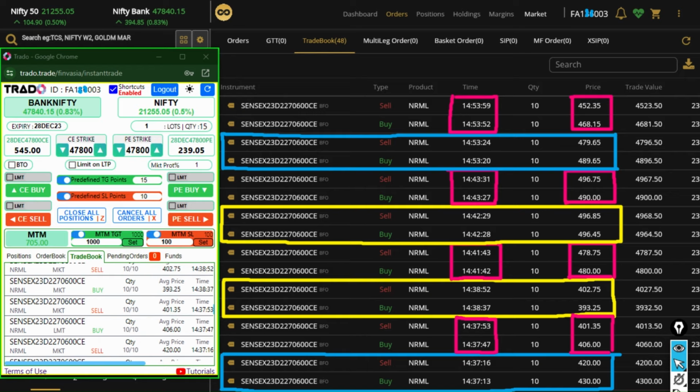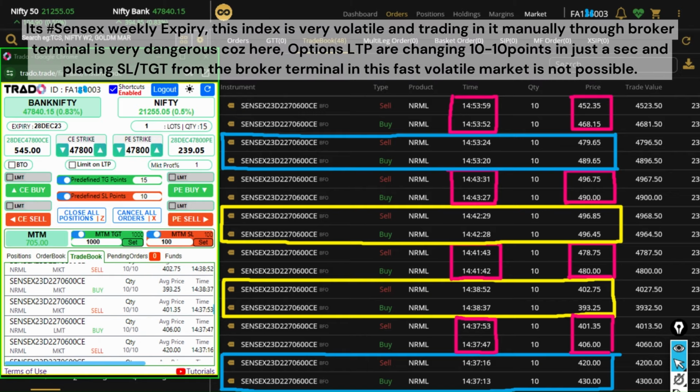Before using this Trado, you should check all the playlists which we have given. Those playlists will help you in using this Trado very efficiently and very fast.